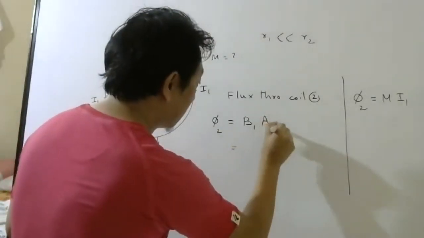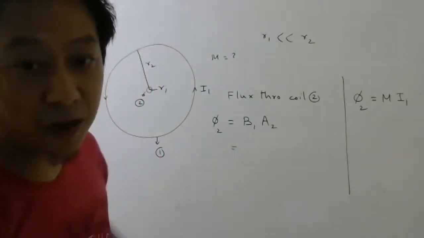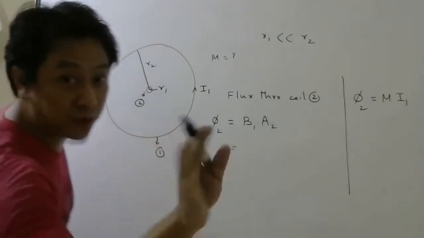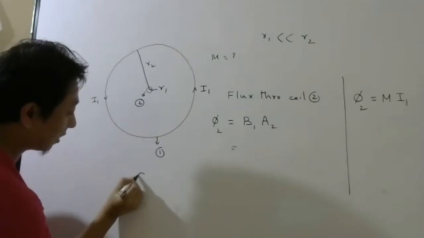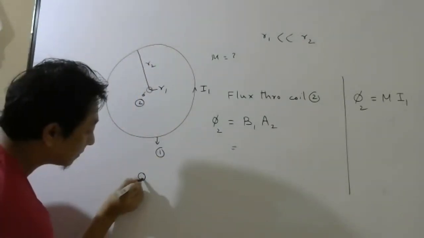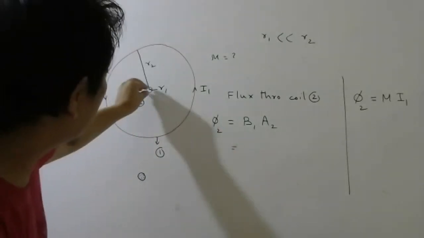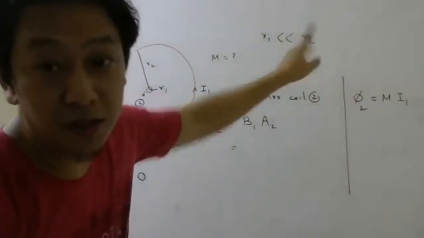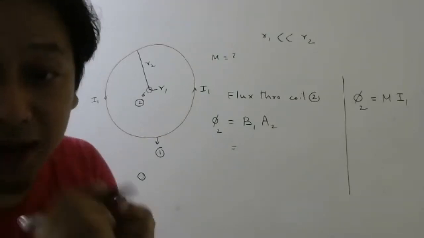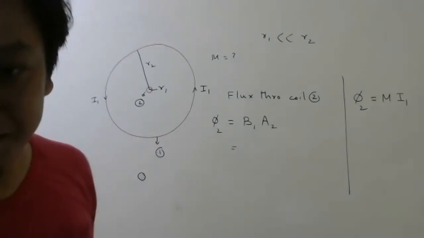So this is A2. Understood, students, everyone? Now, what should I write for B1? So this B1 is the magnetic field here. Let me show it clearly. Suppose this area I show here. Then this B is the magnetic field here, here, like this. At every point I have to calculate. However, students, this is very, very small compared to this. So at every point, I can assume the magnetic field will be the same as at the center.